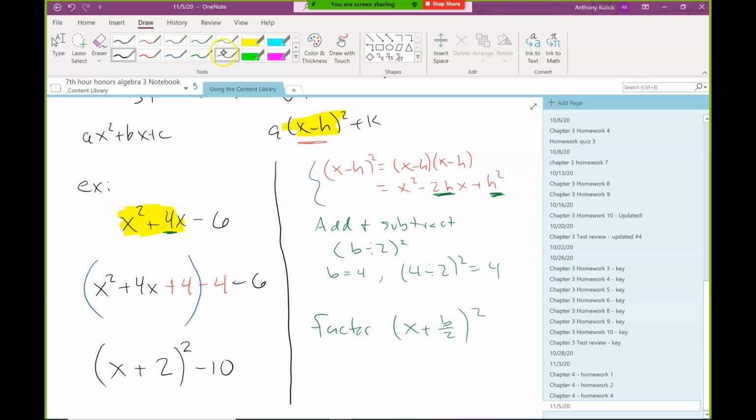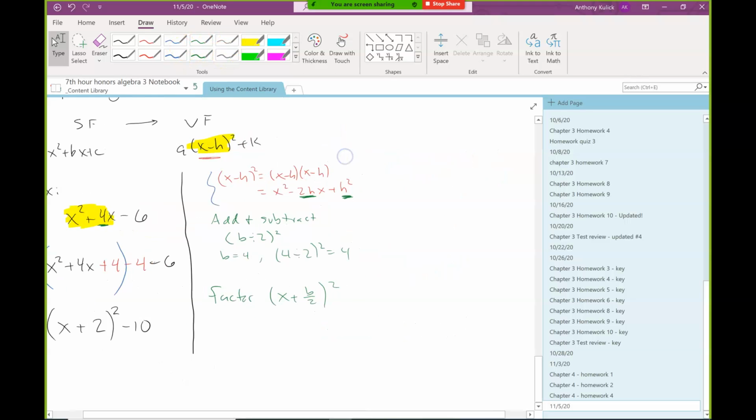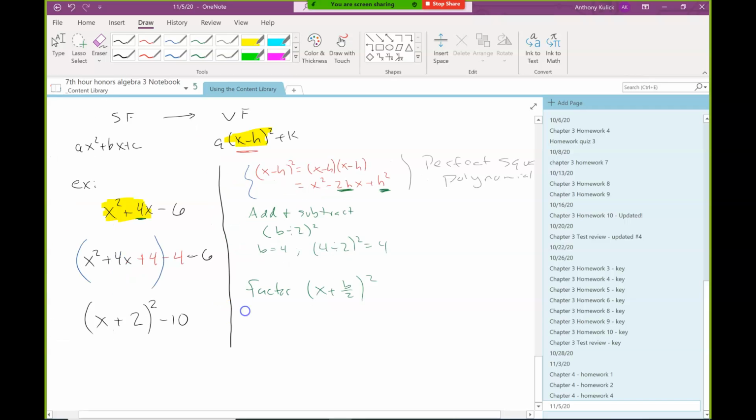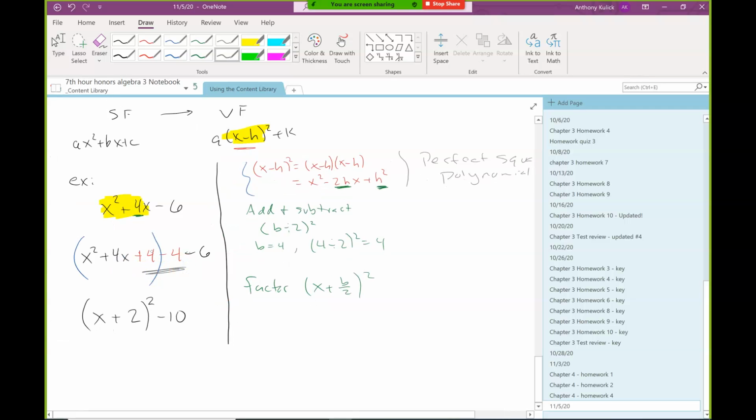Just as a piece of vocab as an aside, this type of polynomial is called a perfect square polynomial. So literally the name completing the square comes from when we do this add 4 and subtract 4 part, we've literally made a perfect square polynomial, that piece in parentheses. That's what completing the square is. That's where that name comes from, because we've taken the last piece that we need to make a perfect square polynomial.